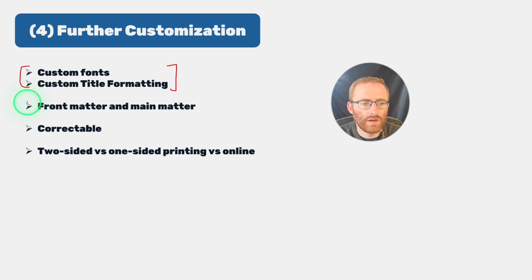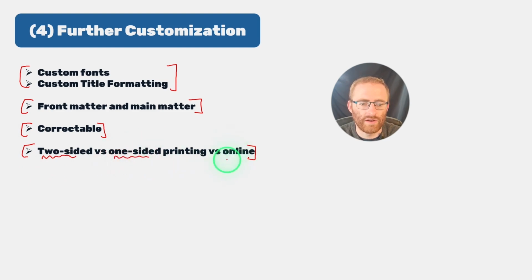And then we'll also look at how we can customize the page layouts in the front matter and the main matter, and we'll create custom commands to do this. We'll also look at how we can easily create a correctable version of our thesis, and we'll actually add that as an option in the document class command, so that we can write document class correctable mythesis to get the correctable version.